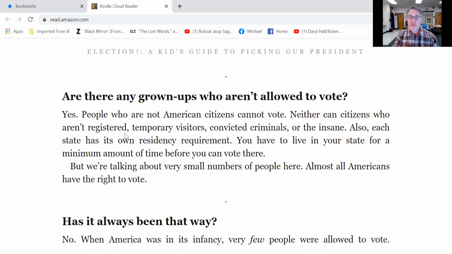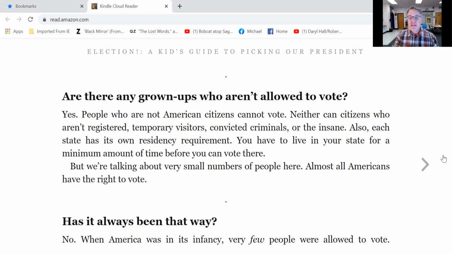Are there grown-ups who aren't allowed to vote? Yes. People who are not American citizens cannot vote. Neither can citizens who aren't registered, temporary visitors, convicted criminals, or the insane. Also, each state has its own residency requirement. You have to live in your state for a minimum amount of time before you can vote there. But we're talking about very small numbers of people here. Almost all Americans have the right to vote. Has it always been this way?